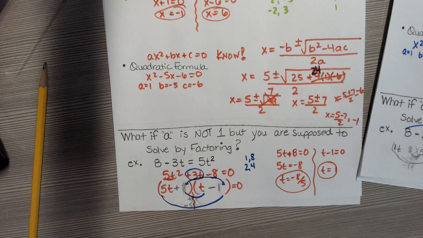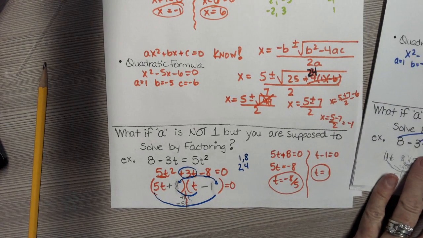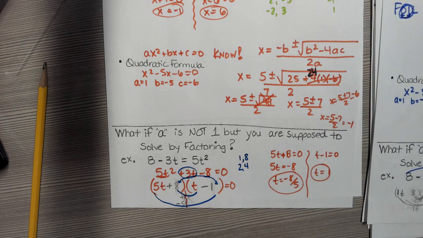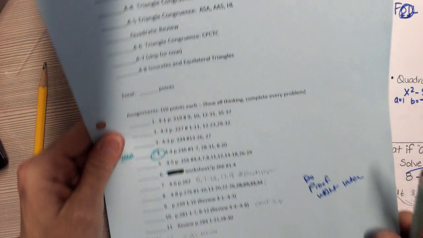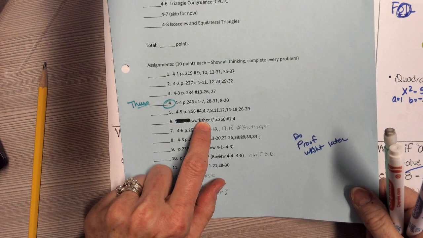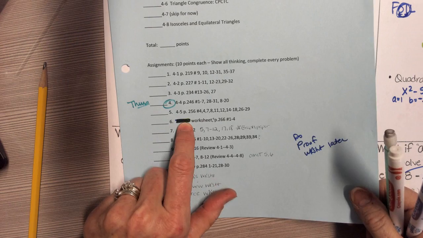Okay, now if you go to your worksheet, today your assignment is going to be to do the worksheet, and there are a couple of book pages to go with that as well. I believe it is assignment number 6. Cross off where it says proof worksheet. We're not doing that one yet. We're actually going to do a quadratic worksheet instead.